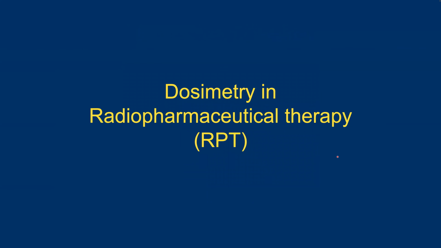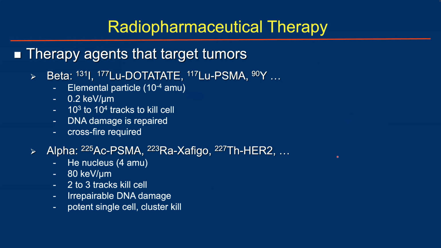So the other application of SPECT imaging is for dosimetry in radiopharmaceutical therapy. Radiopharmaceutical therapy is a different therapy regime for cancer. It uses a radioactivity-labeled agent that targets the tumor, and then the emission from the radioactivity can kill the tumor. Most of the agents used are beta emitters. For example, iodine-131 is used to treat thyroid cancer, and lutetium-labeled DOTATATE is used to treat neuroendocrine tumors, and lutetium-labeled PSMA is used for prostate cancer, and yttrium-90 is usually used to treat liver cancers.